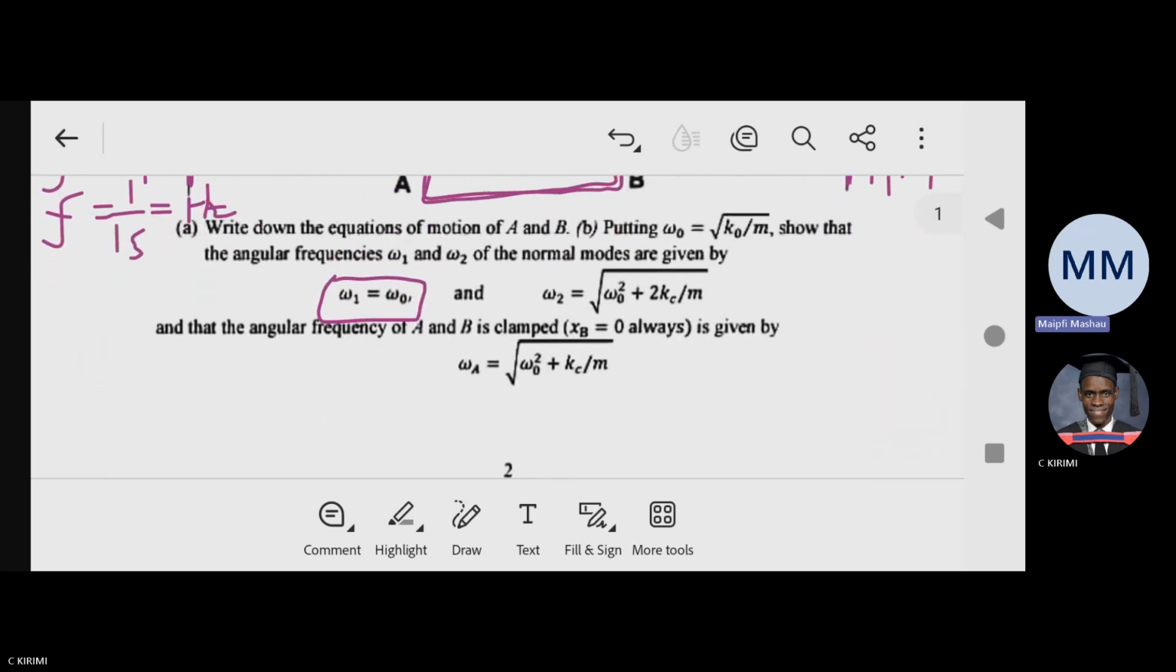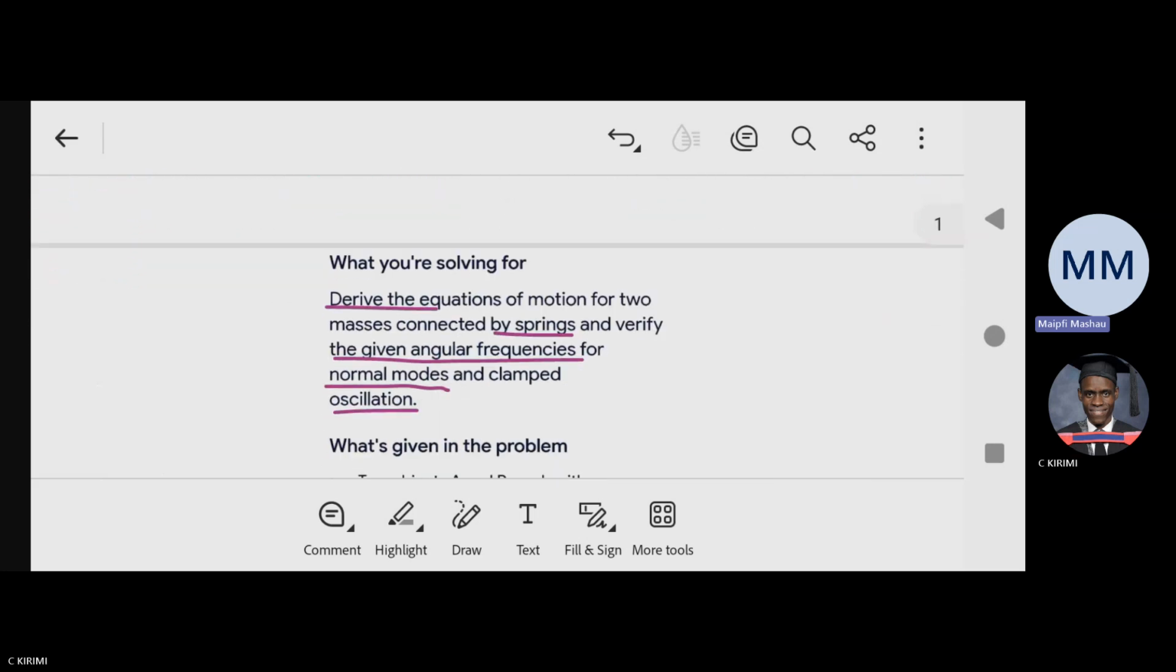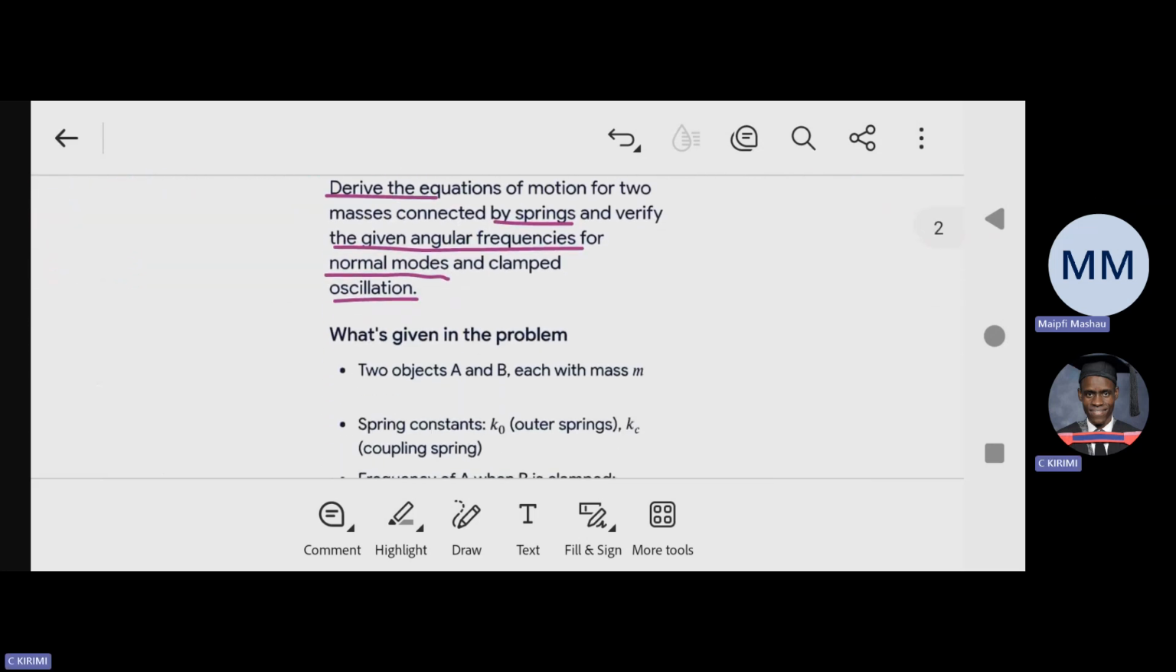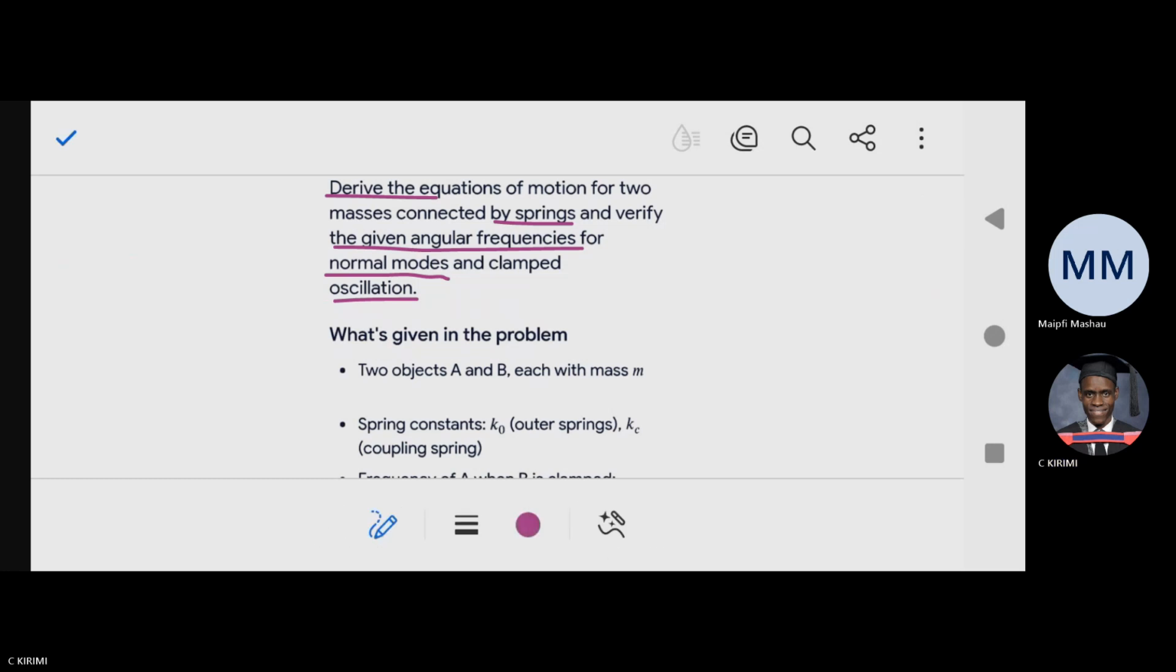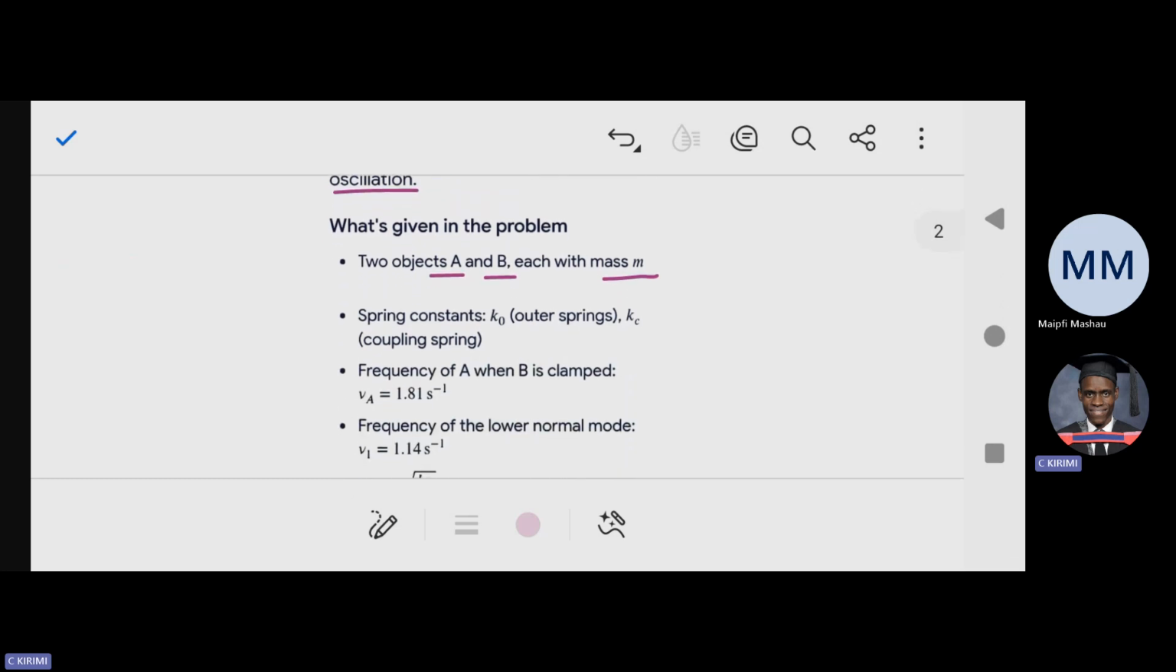Okay. Right. So what is it that is given in our problem? We are given two objects, A and B, each with a mass of M. And then what else is given in the problem? The spring constants. K naught is the outer spring constant, and Kc is the coupling spring constant, which is at the middle.